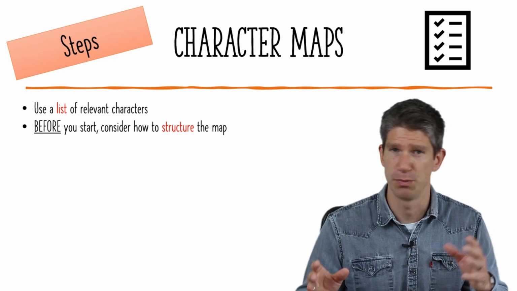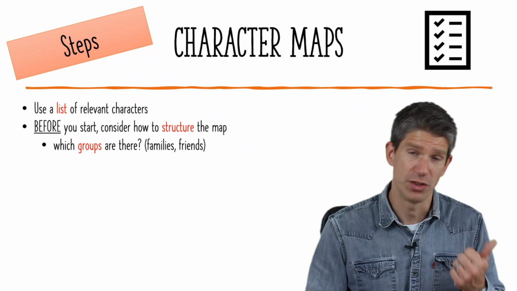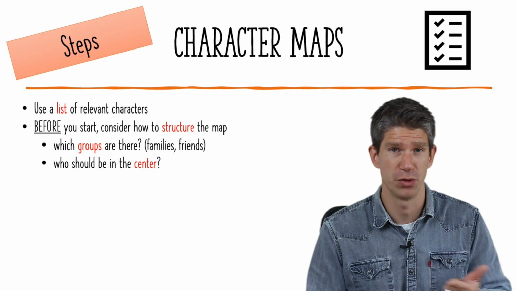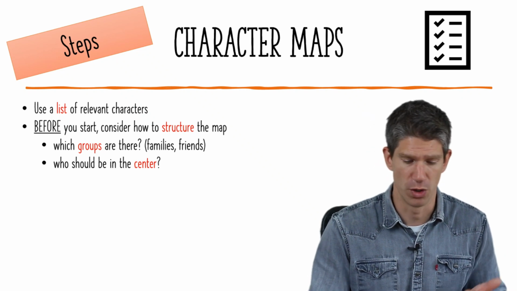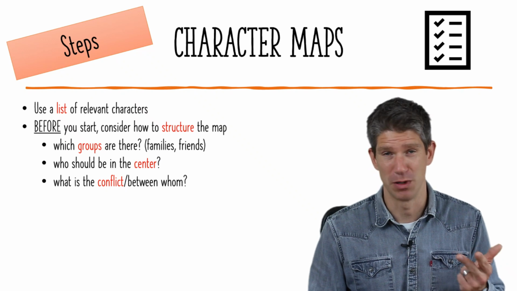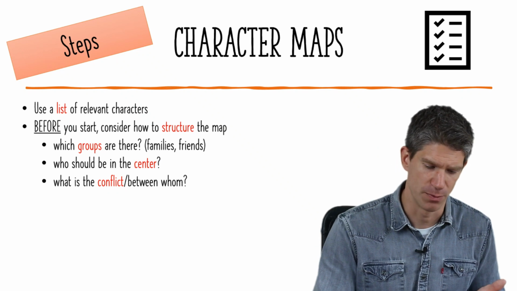Are there many different people who are just connected in different ways? Think about which groups there are, maybe families, friends, who should be in the center, so who is more important, who are the protagonists, or is there one protagonist. And there always is a conflict normally in a story, in a plot. So what's the conflict and how can you visualize that in your character map?